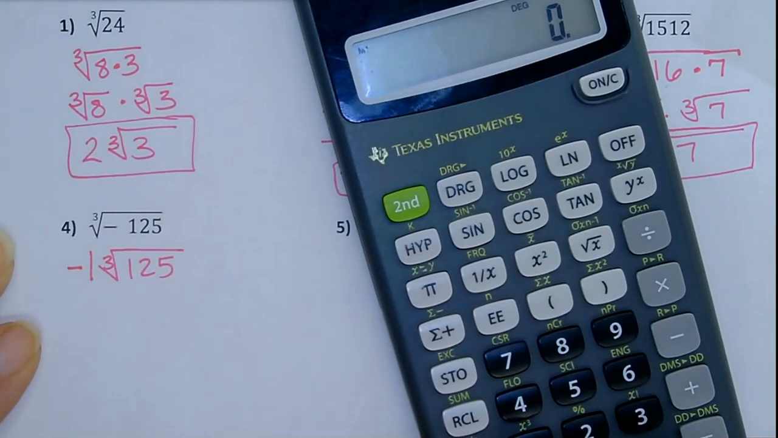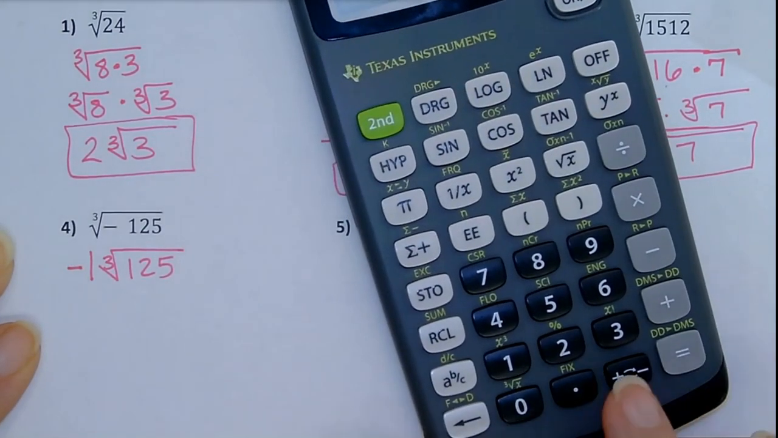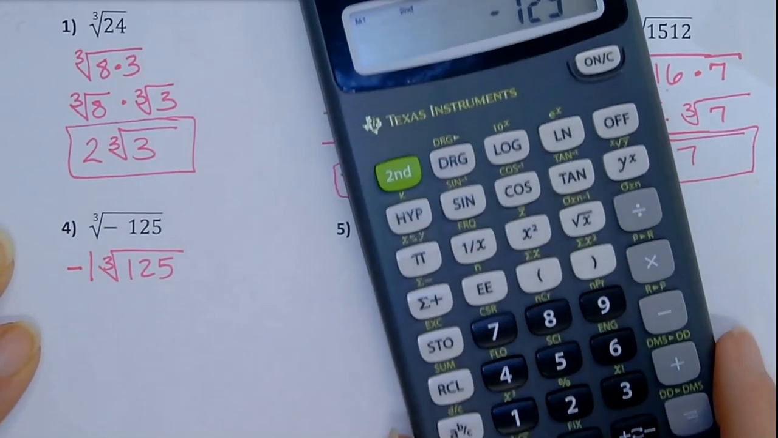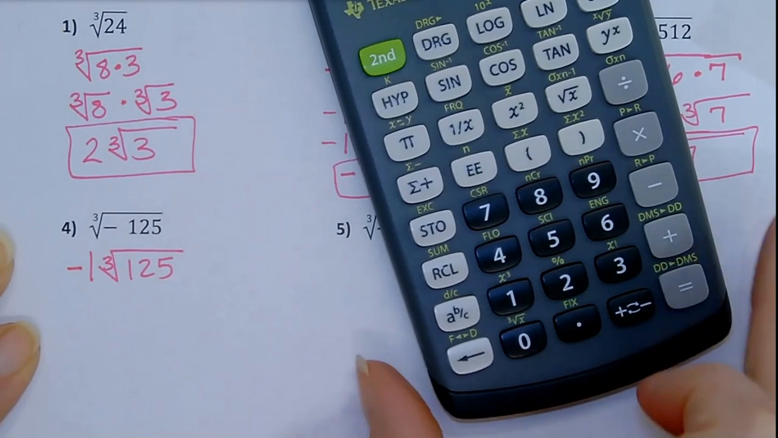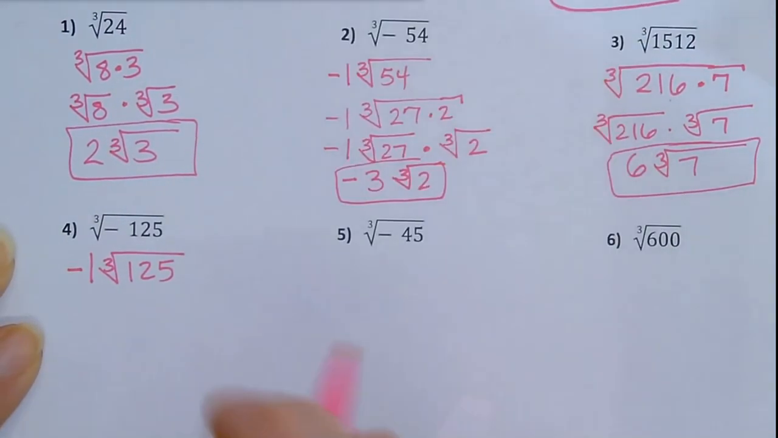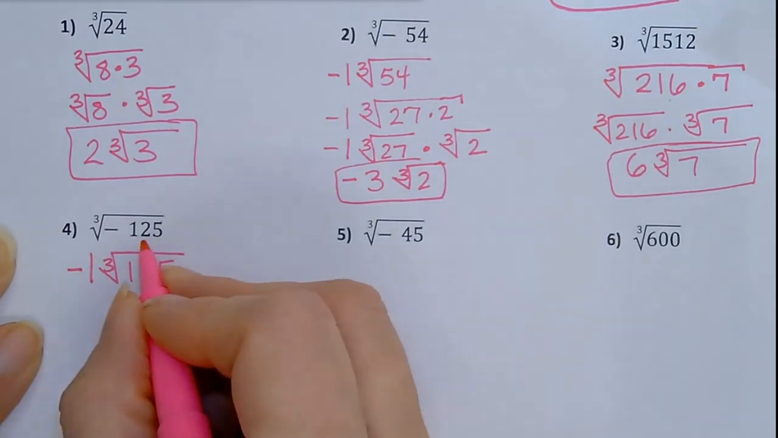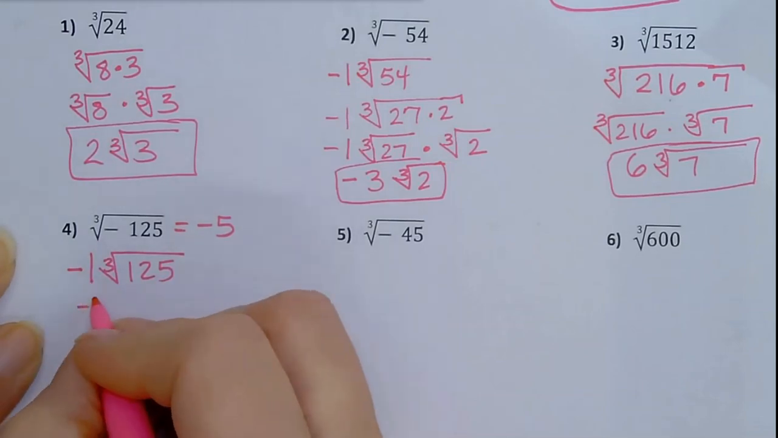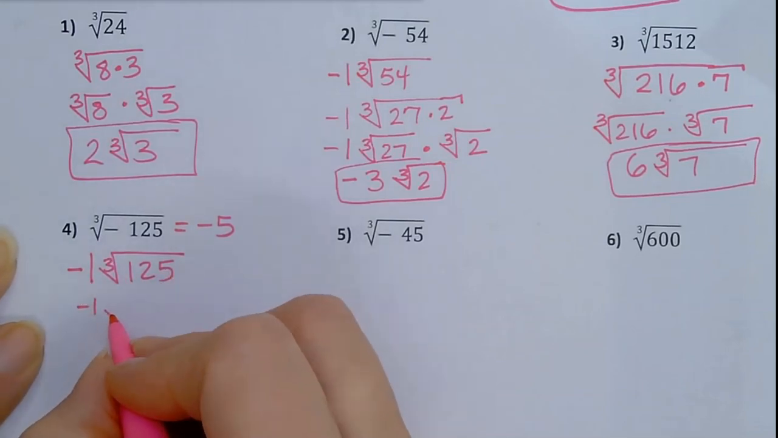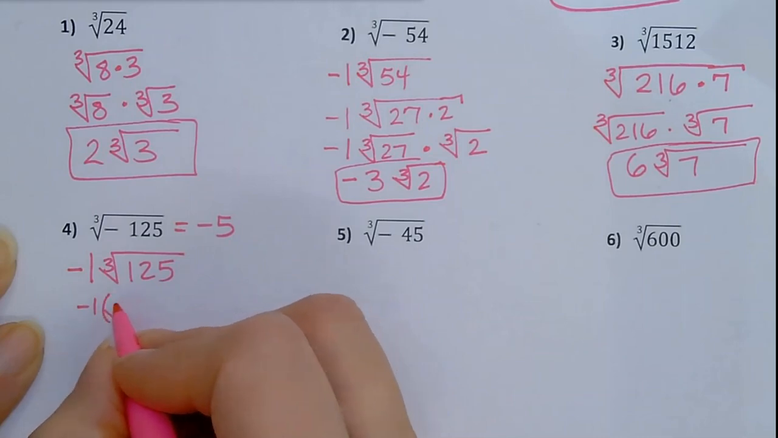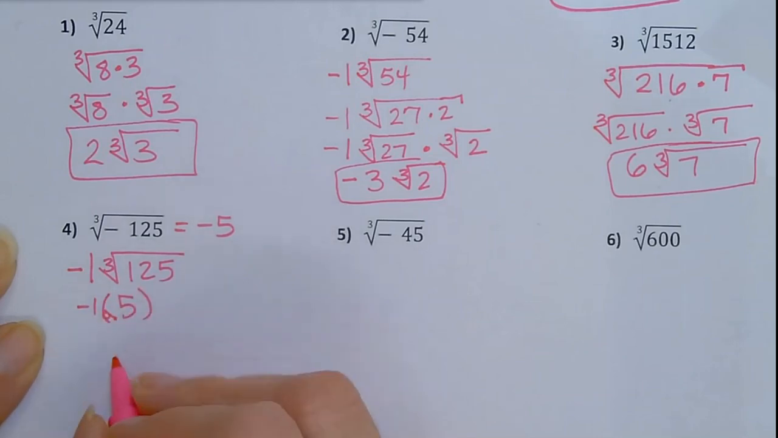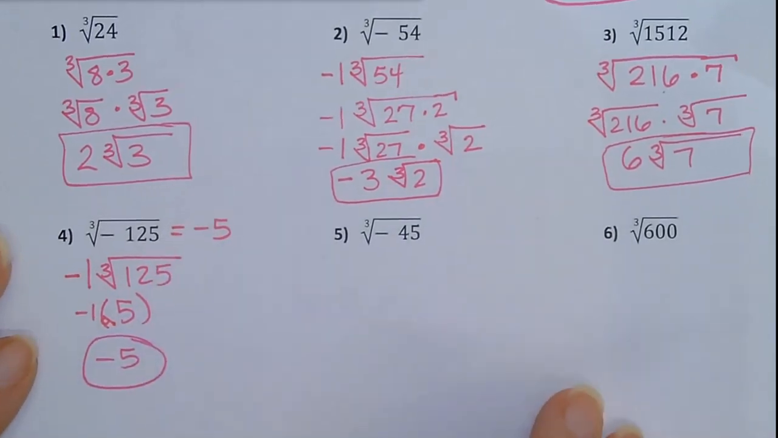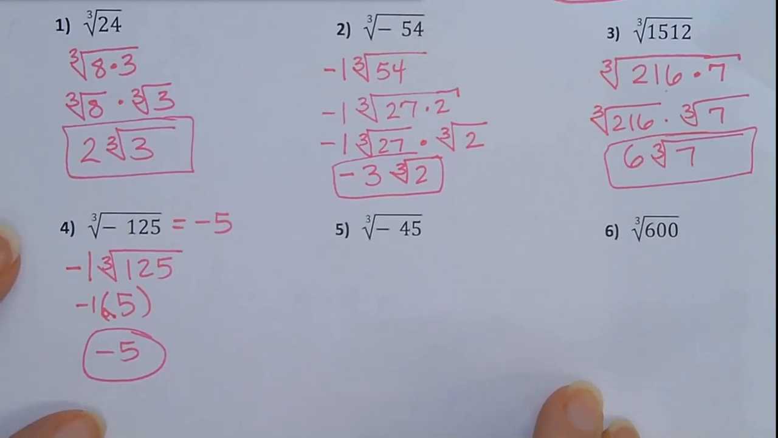Let's put in 125 and make it negative using this key down here. I'm going to take the cube root, so I'm going to go second function on that 0. -5. So I could have just done that in a calculator and gotten -5 as my answer. Since I didn't, I have -1 times the cube root of 125. The cube root of 125 is just 5. So -1 times 5 is -5. That is my answer. But if you think it might be a perfect cube, go ahead and put it in the calculator.